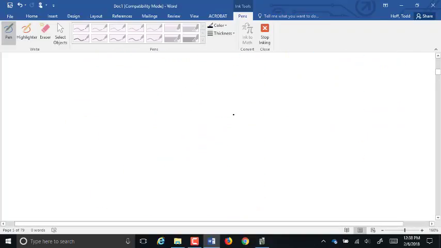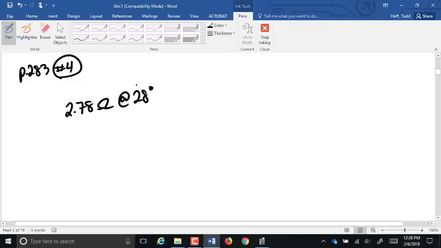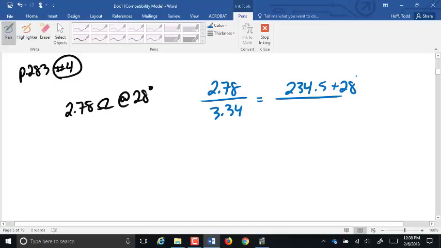So page 283, number 4. We have determined the resistance of a copper wire within an inductor was measured and found to be 2.78 ohms at 28 degrees. After several hours of operation, the resistance was at 3.34. Okay, so we got 2.78, 3.34. Remember the magic number is 234.5, right? For temperature, yes. So the 2.78 is at 234.5 plus 28. And then this is going to be 234.5 plus whatever that missing temperature is.